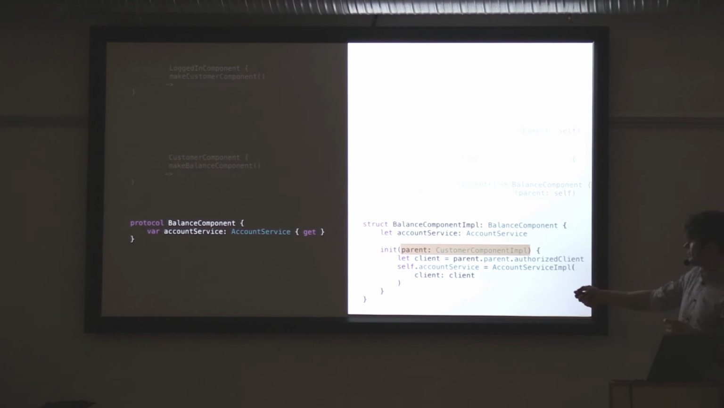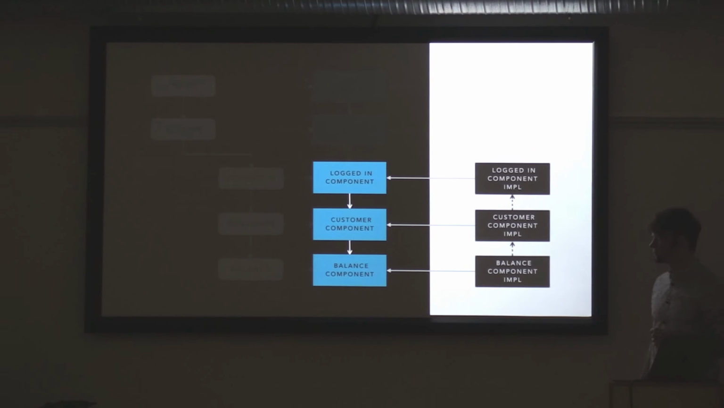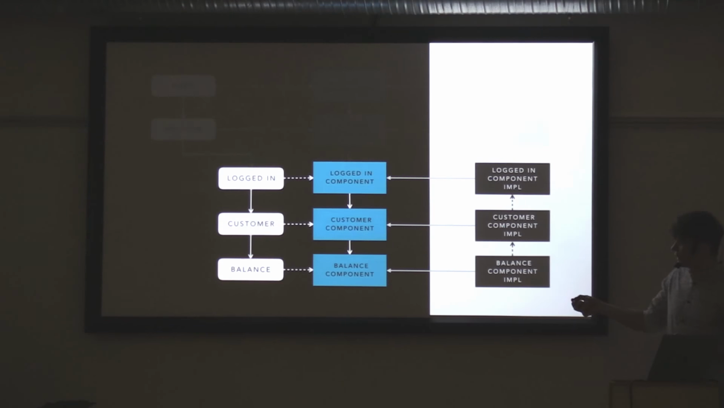So what will happen now when we receive the parent, which is our customer component, we would traverse the parent tree. We would use our parent, which is customer, ask it for its own parent, which is logged in. And voila, on logged in, we know that there is an authorized client. And then we can create account service with that. I will show it here again. The red lines show you the path we took to reach the authorized client.